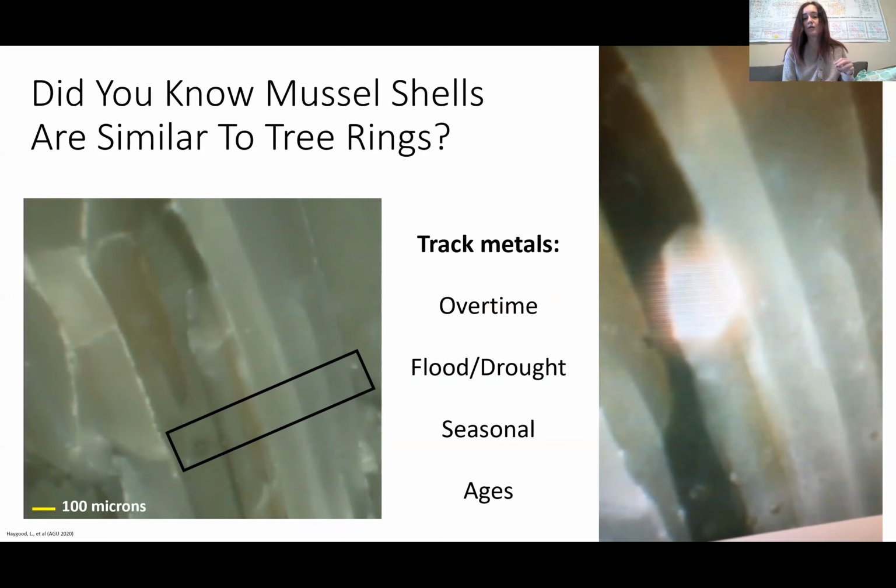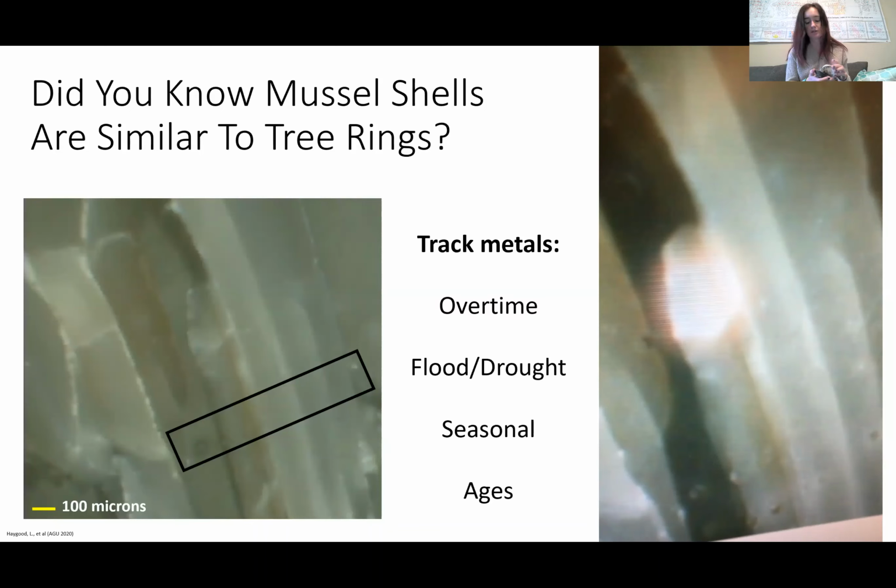It can also let us look at flood and drought conditions by looking at specific isotopes. We can see whether there was a flood during this time period, or drought-like conditions. It can also allow us to track seasonal changes. Mussels have growth layers, and within those growth layers, they have seasonal layers, so we can look at winter and summer conditions in a particular year that has been tracked by this mussel shell. And we can also date the mussels and figure out how old they are based off of isotopes that we can analyze in each of their growth layers.